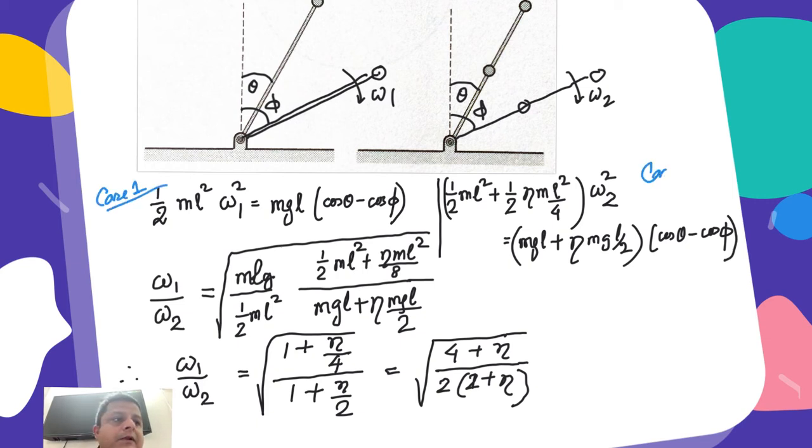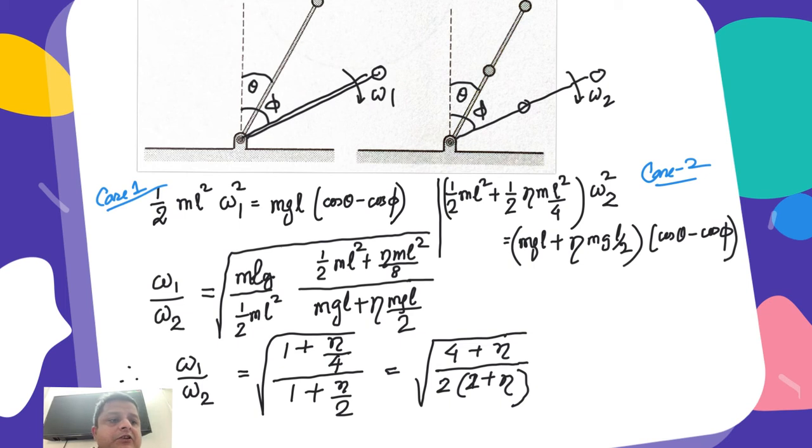And the second one is for case 2. Here also you see half m l square for this plus half eta m into l square by 4, that means half of the length and square of that. So half m l square, I mean I about this hinge in the second case, plus half eta m l square by 4, times omega 2 square is the loss in potential energy. There it is: mgl plus eta mgl by 2 times cos theta minus cos phi. So we'll get the ratio of the angular speeds omega 1 to omega 2.